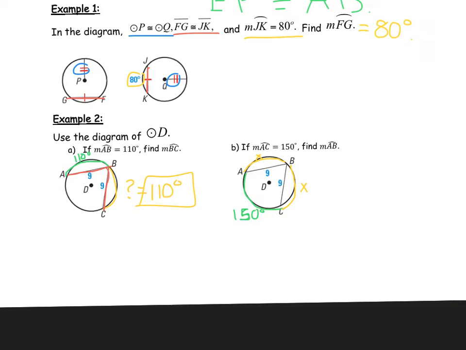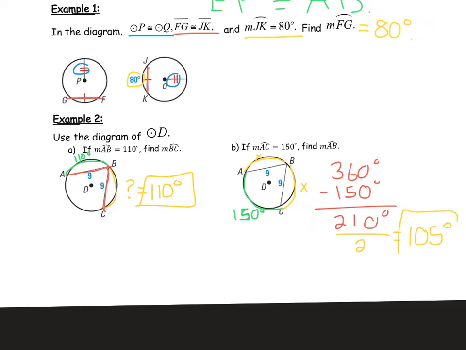Now hopefully we remember that an entire circle is 360 degrees. So what I'm going to do is subtract out the one piece I do know, which is arc AC. So I know that the rest of the circle is 210 degrees. Well, the rest of the circle is evenly split between arc AB and arc BC, because we know they have to be congruent. So then I'm going to divide that by 2, which means arc AB and arc BC are each going to be 105 degrees.